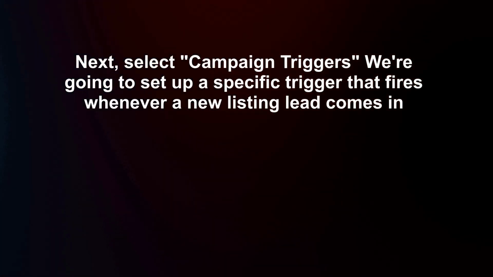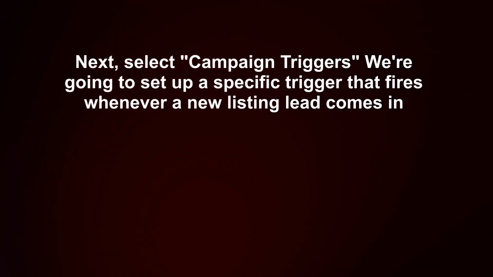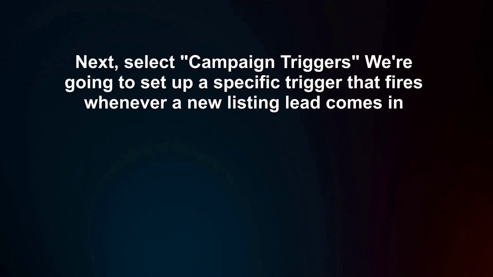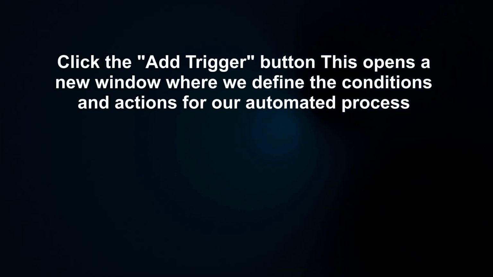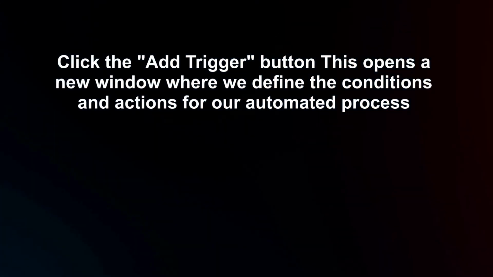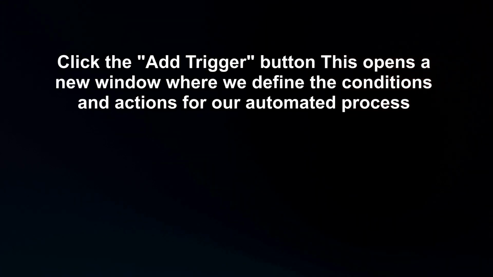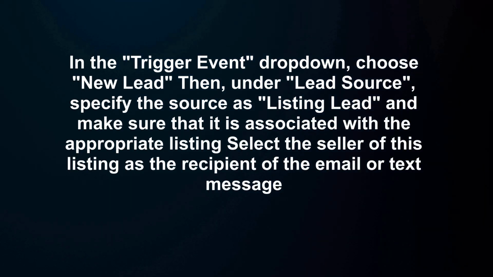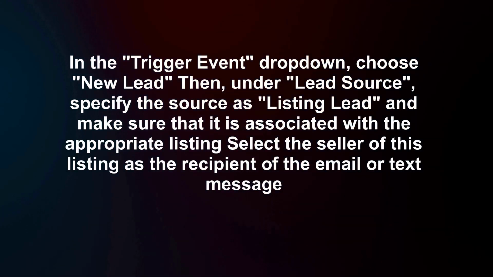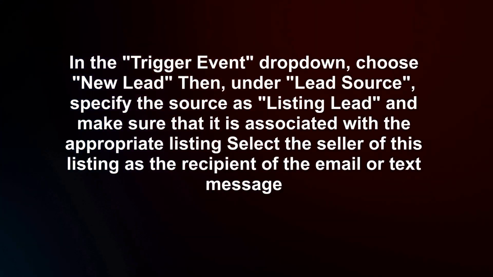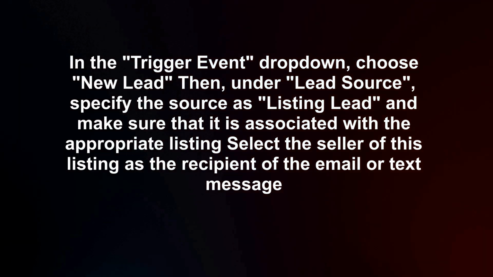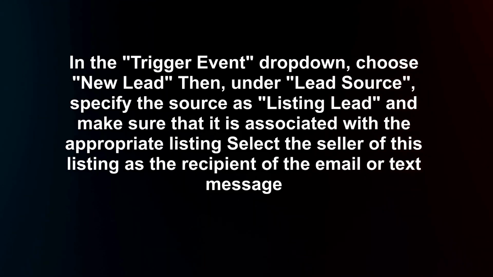Next, select Campaign Triggers. We're going to set up a specific trigger that fires whenever a new listing lead comes in. Click the Add Trigger button. This opens a new window where we define the conditions and actions for our automated process. In the Trigger Event dropdown, choose New Lead, then, under Lead Source, specify the source as listing lead and make sure that it is associated with the appropriate listing.